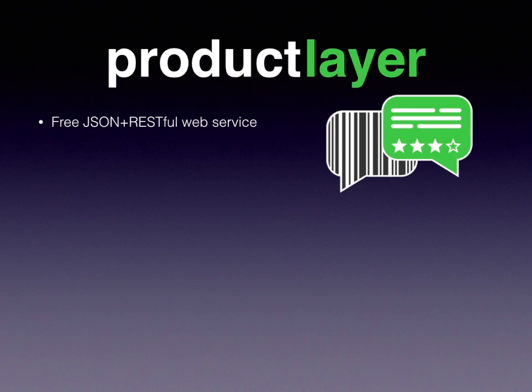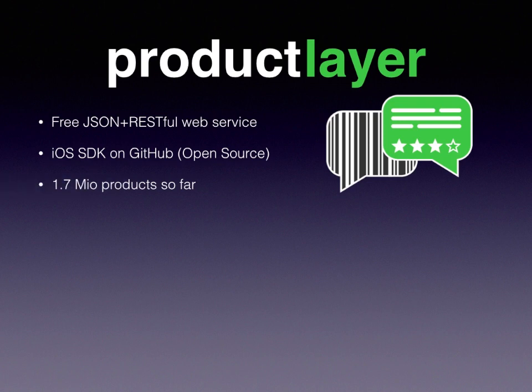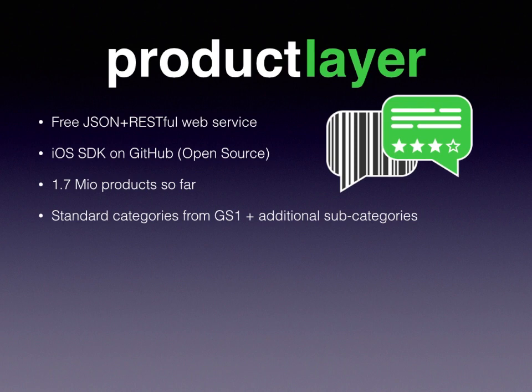It's a free JSON and RESTful web service. We have an iOS SDK on GitHub, which is open source. So you see there's no magic in there. The magic is all on our servers. So far, we have 1.7 million products. We have standard categories for products from GS1, but we have supplemented them with additional subcategories. Like there's an official category, book, but we also have all the subcategories like comics, novels, and so on. You can build any app you like with it. We'll even help you promote it.